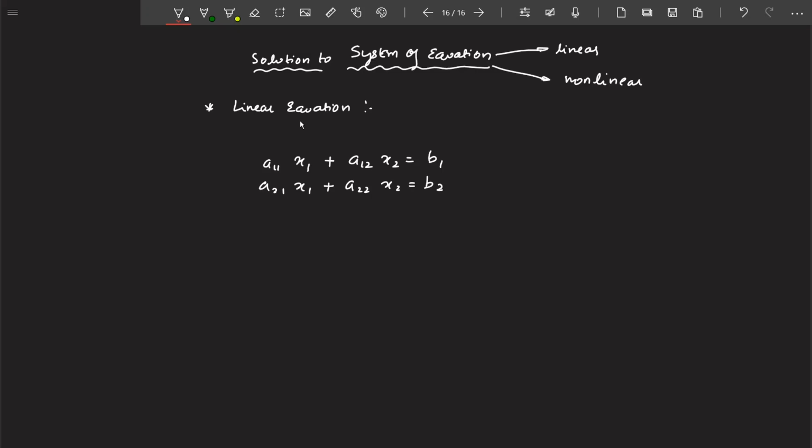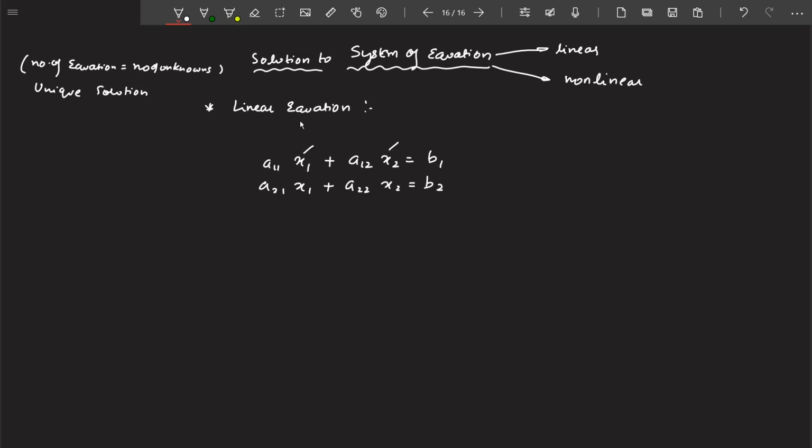So this is a very simple example of a linear equation involving two variables. Okay. There can be n number of variables and n number of equations. And we should always remember that the number of equations should be equal to the number of unknowns to have a unique solution. Okay. So when you say you want to find the solution, we are interested in finding the value of x1 and the value of x2. Okay.